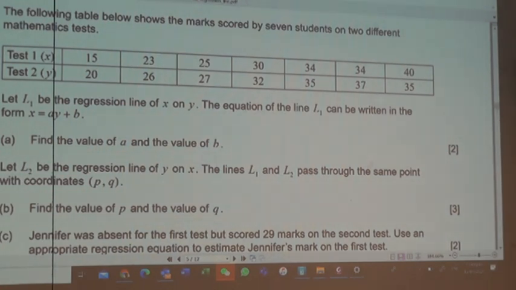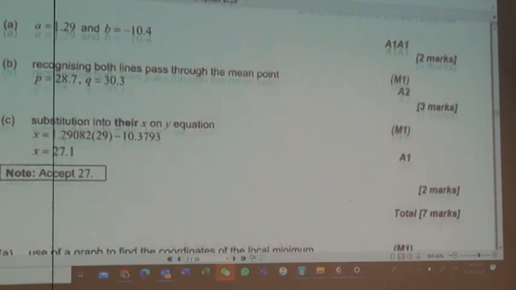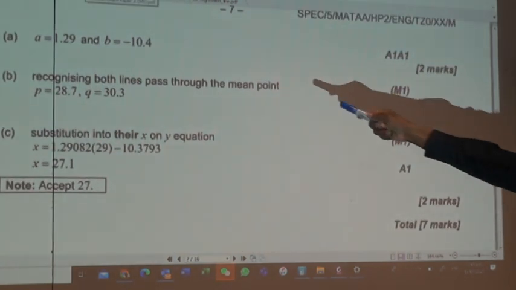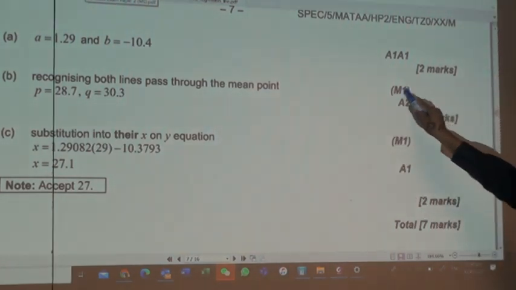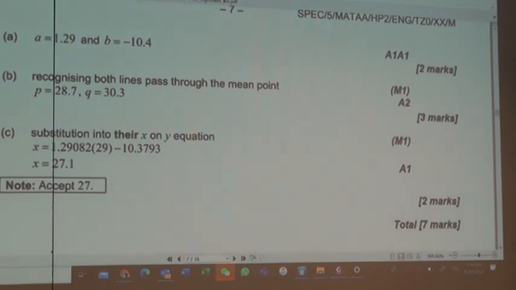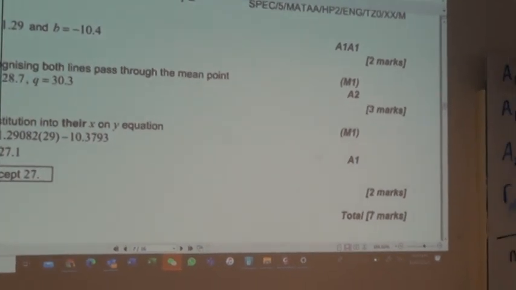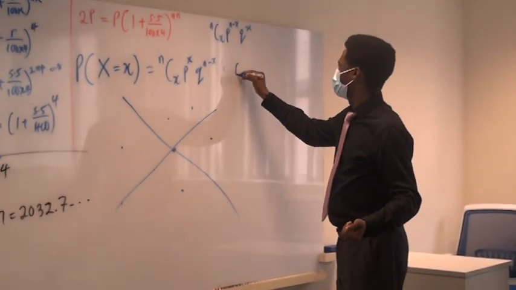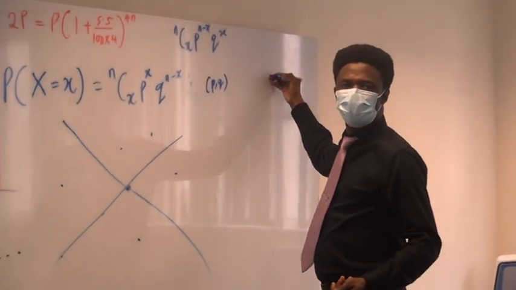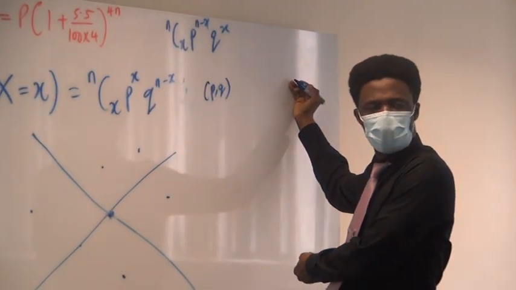Okay? So just give some explanation. Let's look at their stuff. Recognizing both lines pass through the mean point, you get M1, and calculating your P and Q as the average. So if I want to do it, P, Q must have been the mean points of the data.